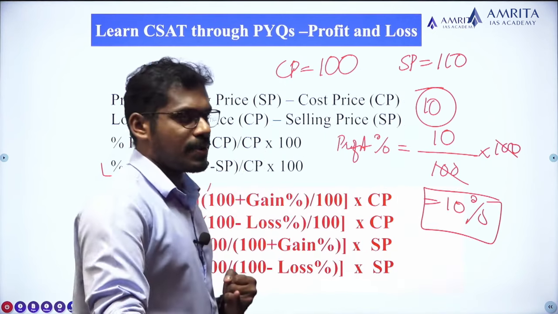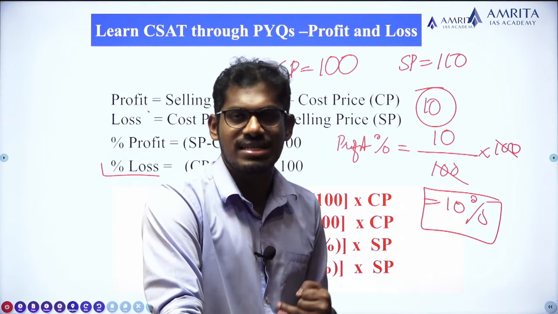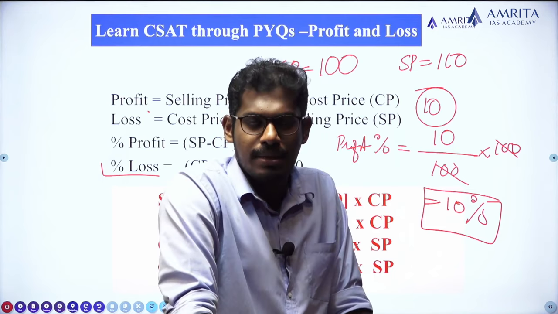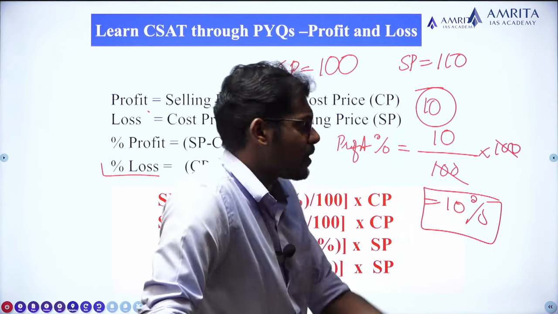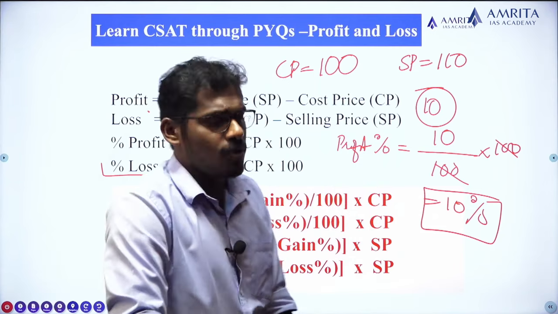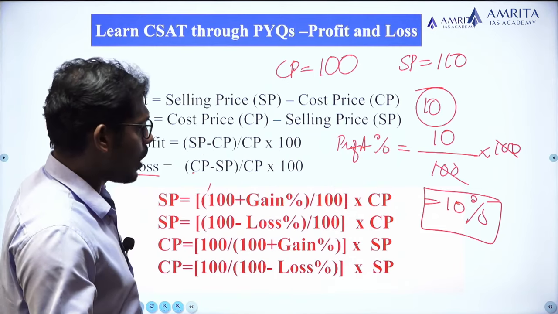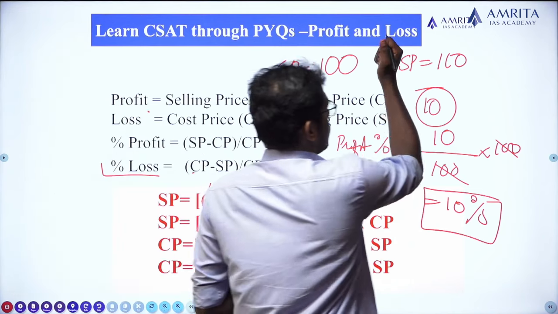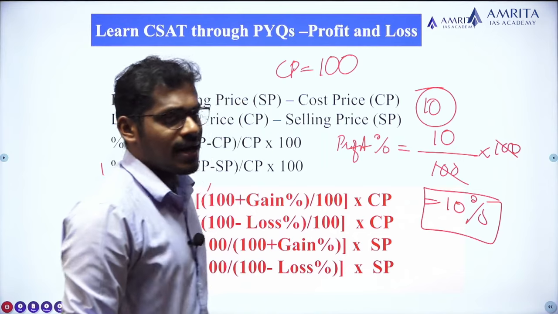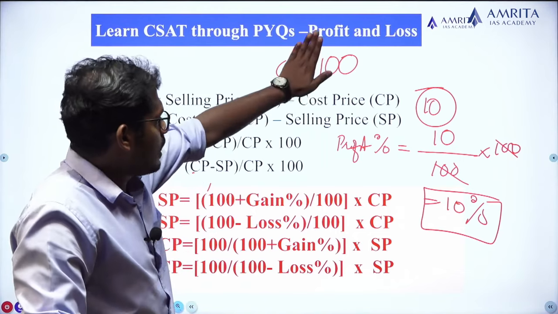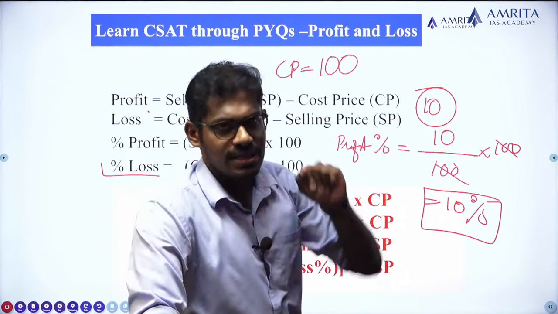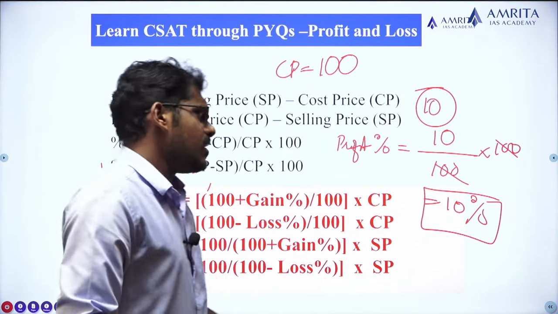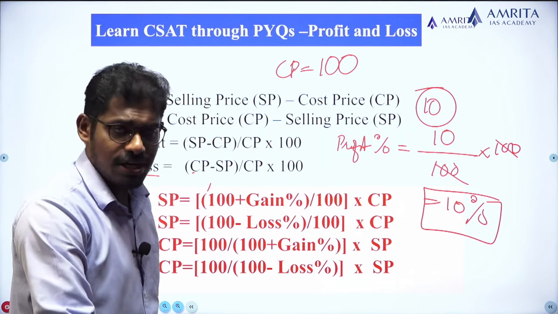So when a person purchases a particular good at 100 and sells at 110, he earns a profit of 10 rupees and the profit percentage is 10%. Simple idea, because the cost price is 100. Clear? Okay, fine. Now, if the selling price is not given here and only the cost price and the profit percentage are given, if we want to find out the selling price, we may usually rely on these particular equations.